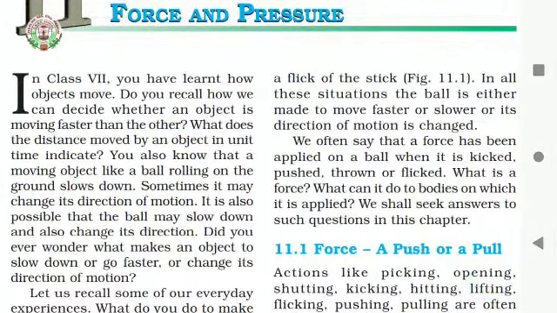You also know that a moving object like a ball rolling on the ground slows down. Sometimes it may change its direction of motion. Why does it happen so? It is due to friction. Now, tell me, what is friction? Friction is an opposing force which slows down the motion of an object.